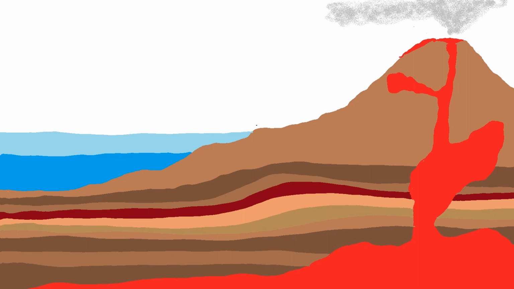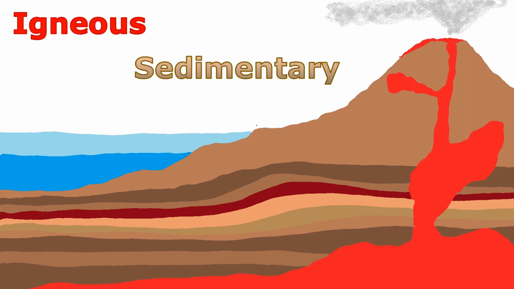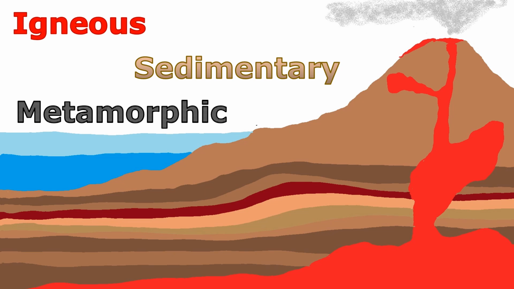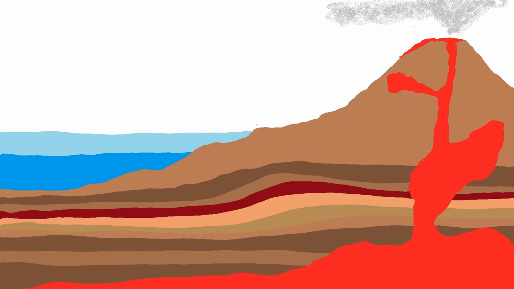There are three main types of rock: igneous, sedimentary, and metamorphic, and they're formed through specific processes. These processes leave marks on the rocks, which we can use to identify the rock. To help us understand the rock cycle, let's break it into pieces.